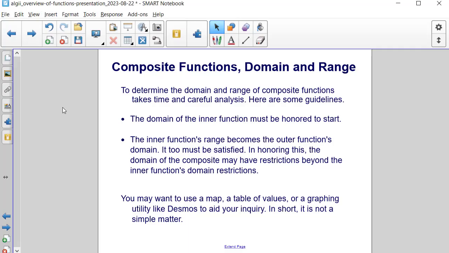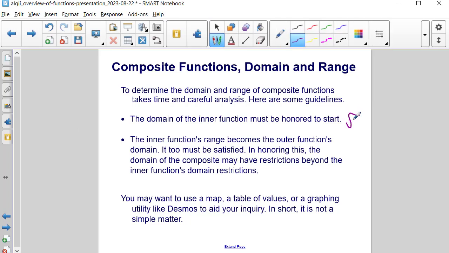To determine the domain and range of composite functions takes time and careful analysis. And here are some guidelines that you can take into consideration. The first one is that the domain of the inner function must be honored in order to begin. So remember when we had the square root of x, and that in and of itself was being squared, we had to take the square root of x's domain, which is that the x values had to be greater than or equal to 0, into consideration.